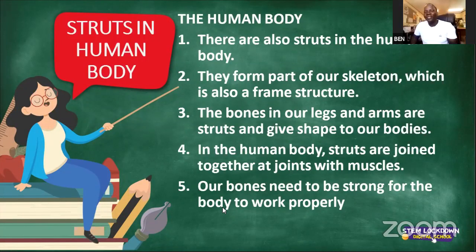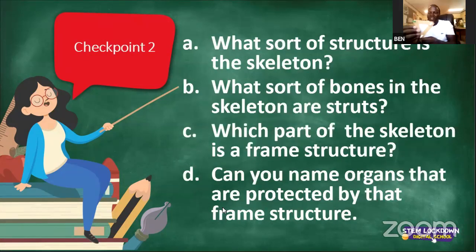So in the human body, we've got struts that are joined together at the joints with muscles. My skeleton does not have muscles, but the muscles join these struts together. I use pins to join this structure. But with the human body, you need the muscles in your body. They connect your bones together. Very strong muscles, they call them tendons.